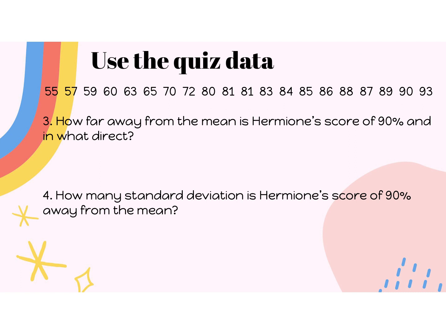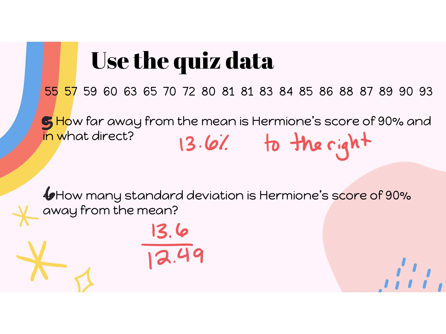And then we're going to look at Hermione's as well. This one wants us to look at Hermione's score of 90. So we want to see the difference. It would be a difference of 13.6% from the mean, and hers is to the right. And for how many standard deviations away, we take that 13.6 and divide it by our standard deviation. That gives us 1.09. So Hermione is 1.09 standard deviations to the right of the mean.